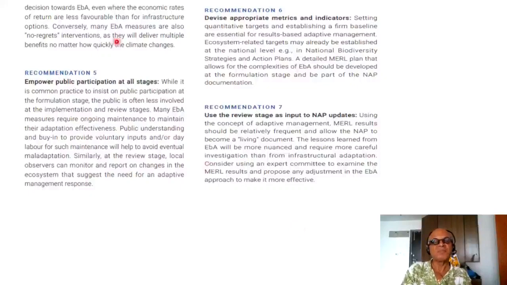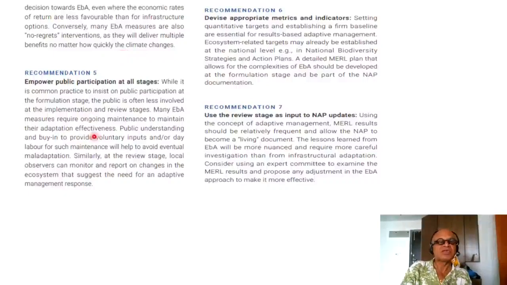So you have multiple co-benefits, and many times no regrets interventions means it's not a zero-sum game where you moved resources from somewhere to here. You could do this anyway without affecting anything else in the calculations, and yet they end up delivering multiple benefits even when the climate changes quickly.